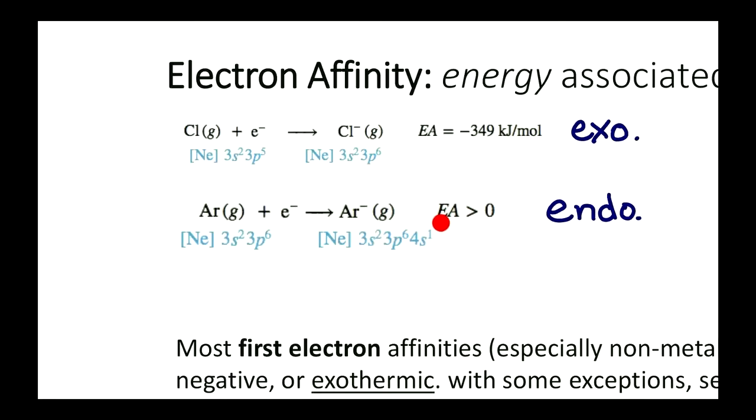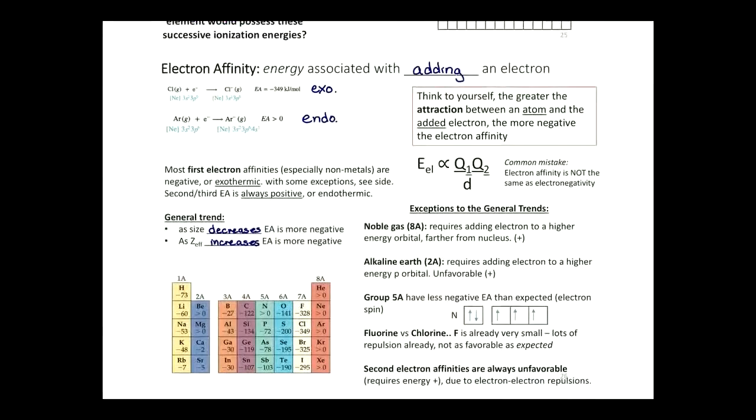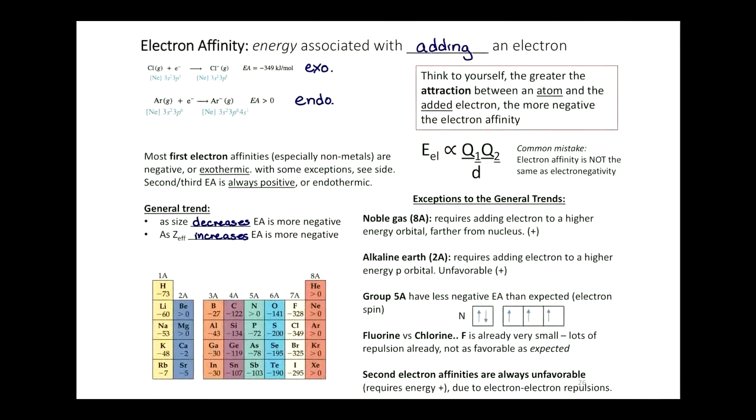Its electron affinity is unfavorable. It's endothermic. It would actually require you to put energy into the system to make that happen. So it's probably not going to actually be seen. So how we predict electron affinity, it's the same idea.